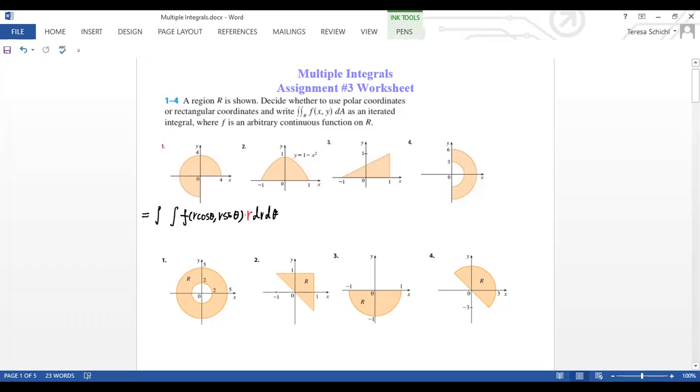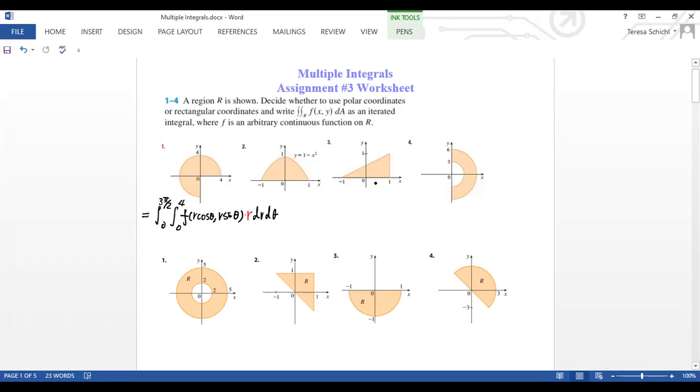If we do dr, that means I need to find the boundary for r. The radius here is from 0 to 4. Then what are the angles? The angle here is from 0 to 3 pi over 2, right? So this is pretty simple, and I think for this one we are going to use polar.